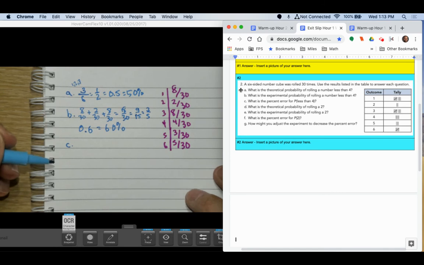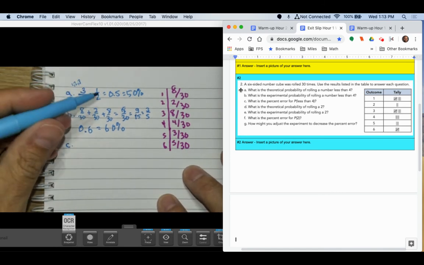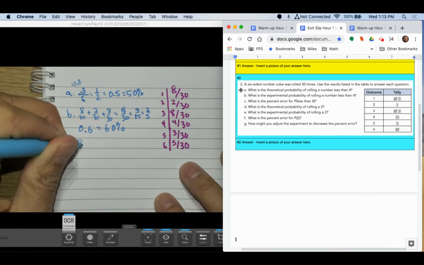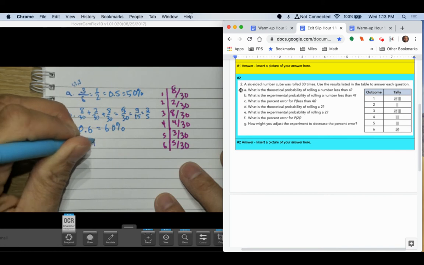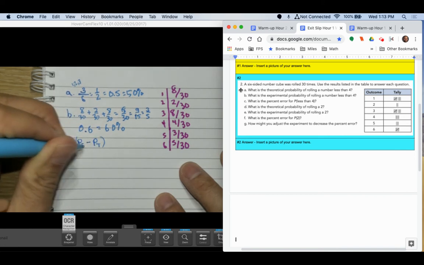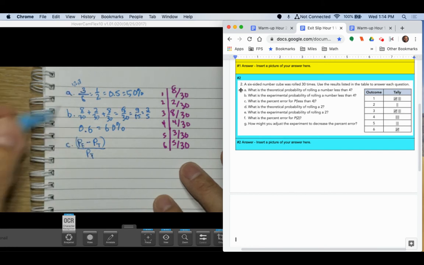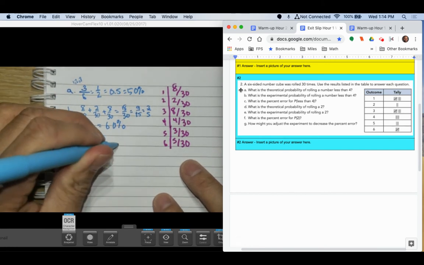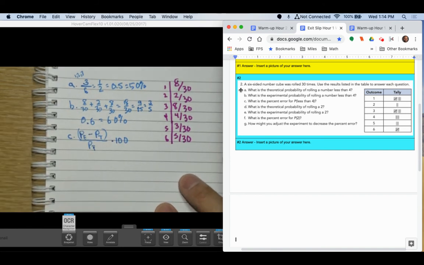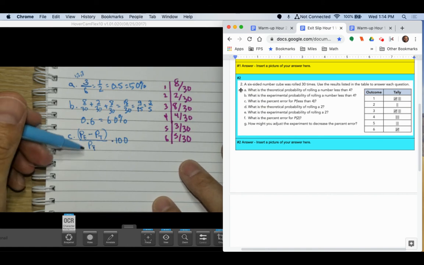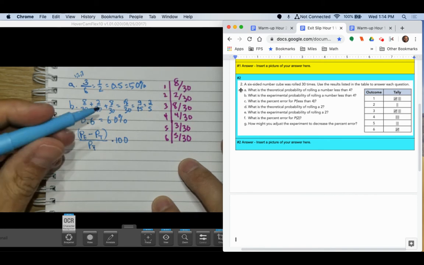says, what is the percent error for probability of less than 4? All right. So percent error, if I remember correctly, is the probability of the experiment minus the theoretical probability. You do that first. You divide it by the theoretical probability, then you multiply it by 100 to get a percent. When I was noticing, when that number is negative, then it was below the theoretical. When it's positive, it was above the theoretical probability.